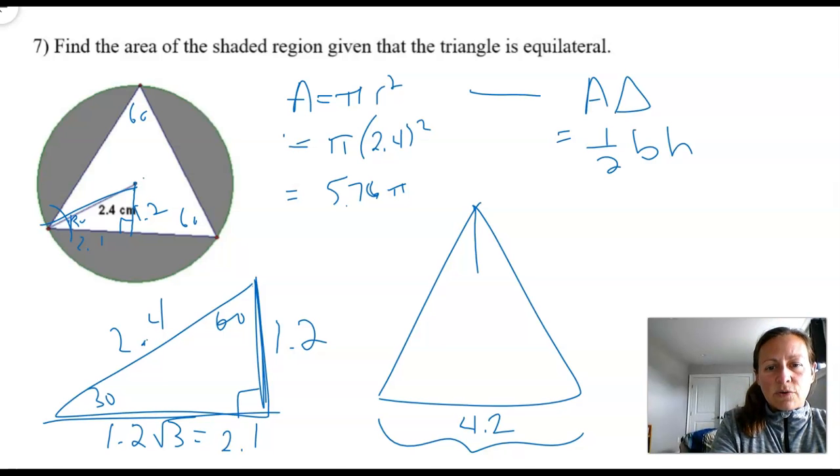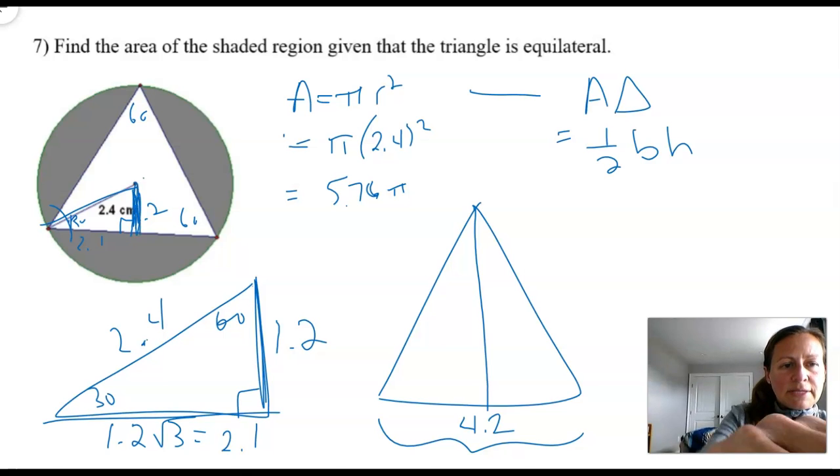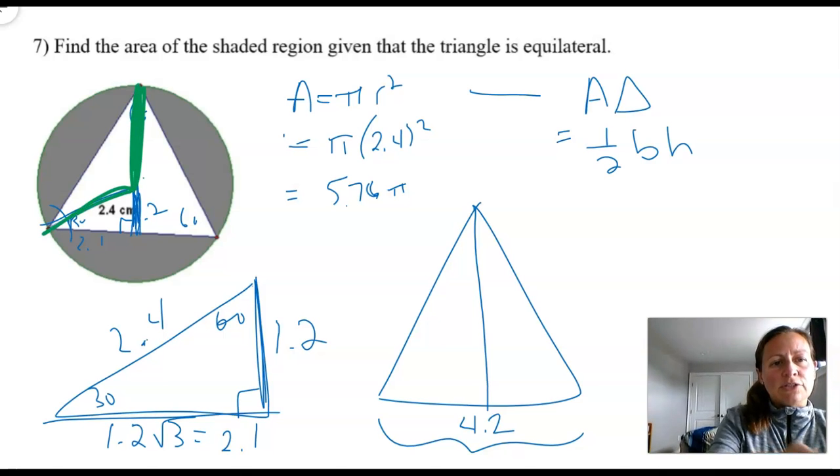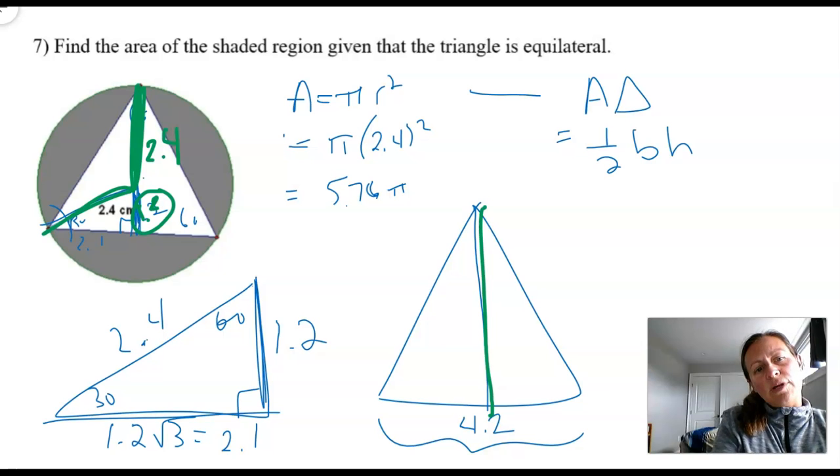The height of our white triangle starts with this little segment, but it's also got another whole portion to it. How am I going to get that measure? Hey, wait a minute, that's just another one of these. It's the same as the radius of the circle. So that part up there is 2.4 plus this part, which is 1.2. So the height of this triangle is 3.6.